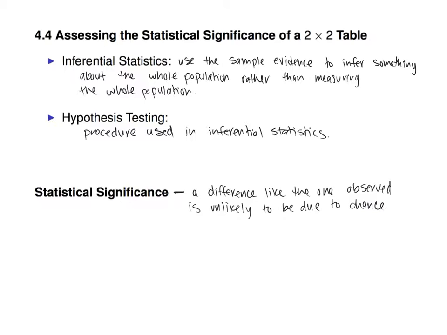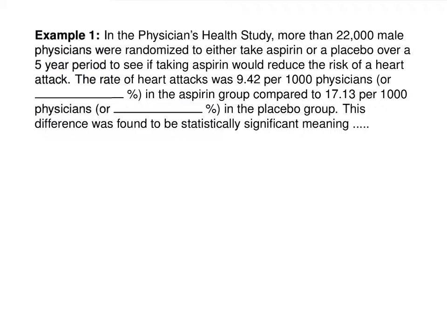And this is one slight downside to having not done chapter 1, but I think I made you read some of that stuff. No problem. Okay. So in the Physicians' Health Study, more than 22,000 male physicians were randomized to either take aspirin or a placebo over a 5-year period. So in some sense, this was an experiment, not an observational study, right? Because you were divided into groups and you were given the drug and you were given a placebo. And they were trying to figure out if taking aspirin reduces the risk of a heart attack.